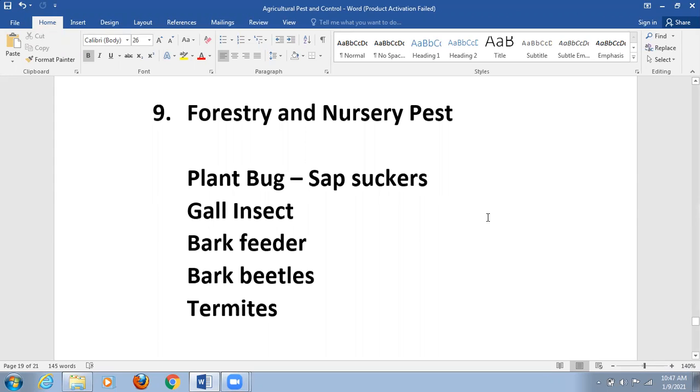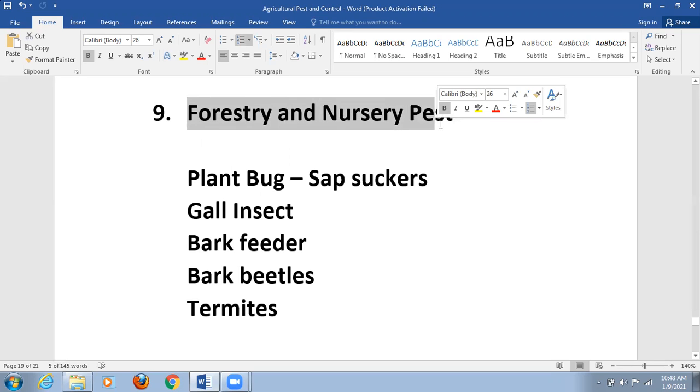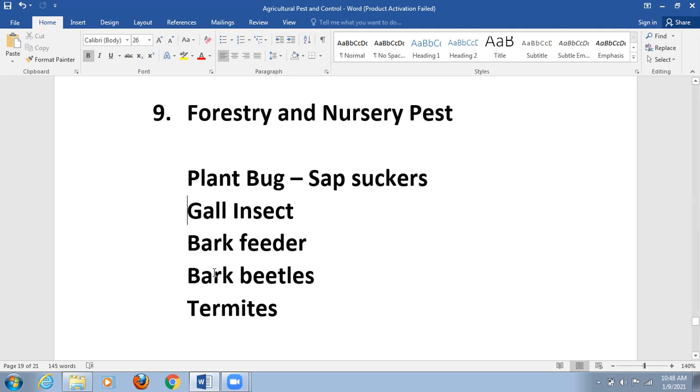Now this is the next topic in our agricultural pest discussion, and here we are going to focus on the forestry pest as well as the nursery pest. Some examples are on your screen. These are the plant bugs, sapsuckers, gall insect, bark feeder, bark beetles, and termites. These are some examples of the forestry pest as well as the nursery pest.